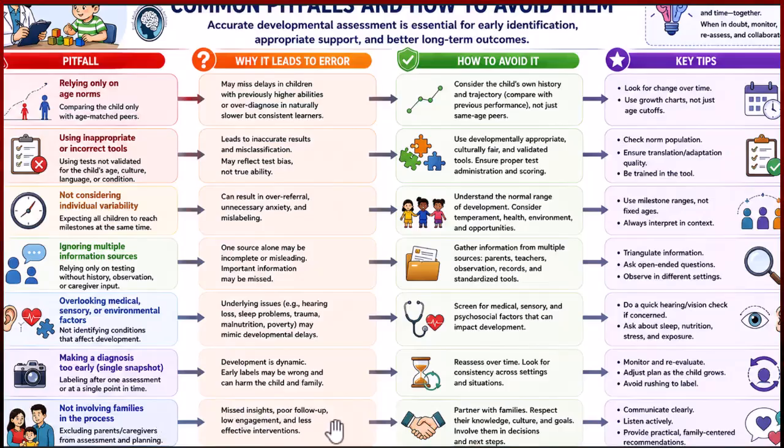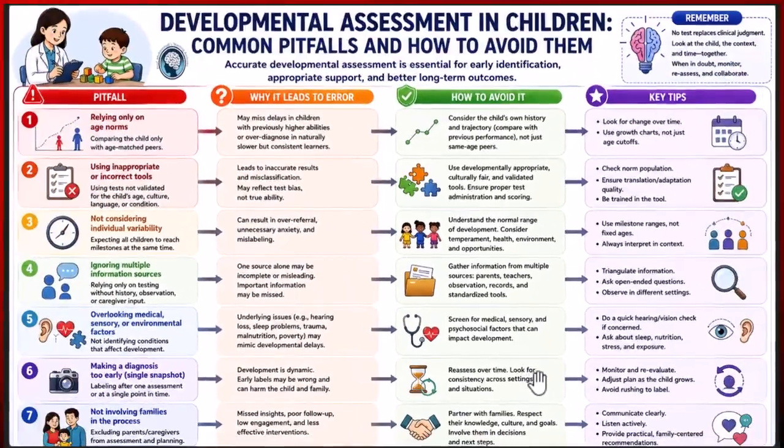The seventh pitfall is not involving families in the process. Parents and caregivers provide essential insights into the child's everyday functioning, strengths, and challenges. Excluding families may lead to poor follow-up, low engagement, and less effective intervention. Instead, clinicians should partner with families, respect their knowledge and cultural perspectives, and involve them in decision-making. Clear communication, active listening, and family-centered care are critical.